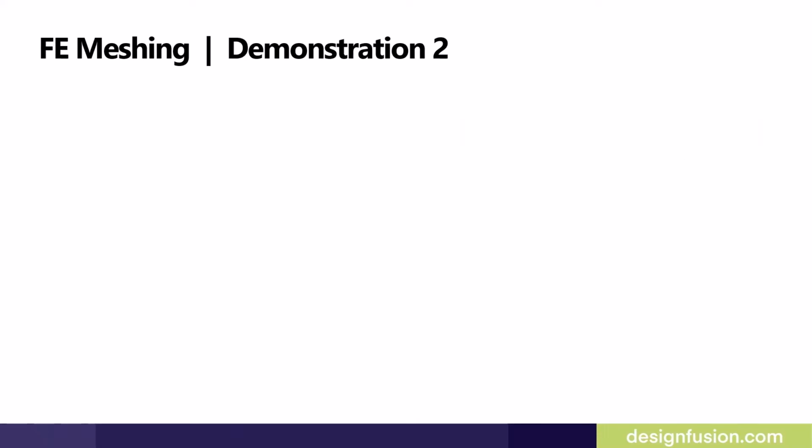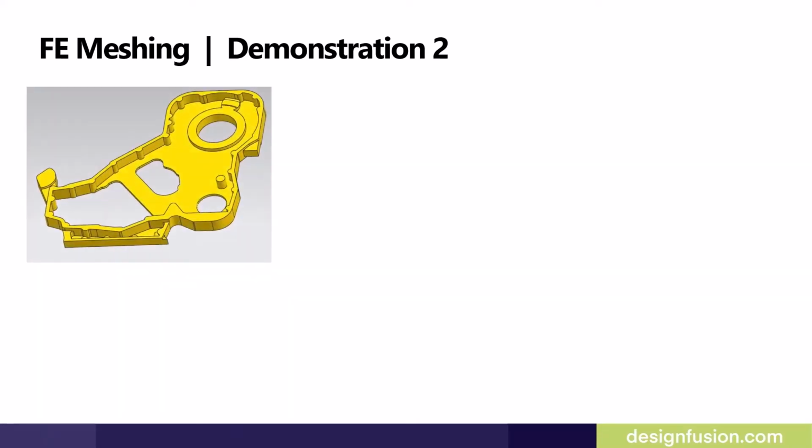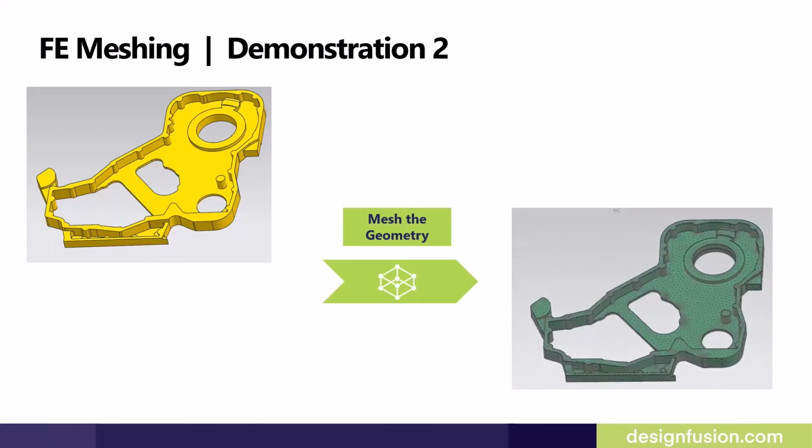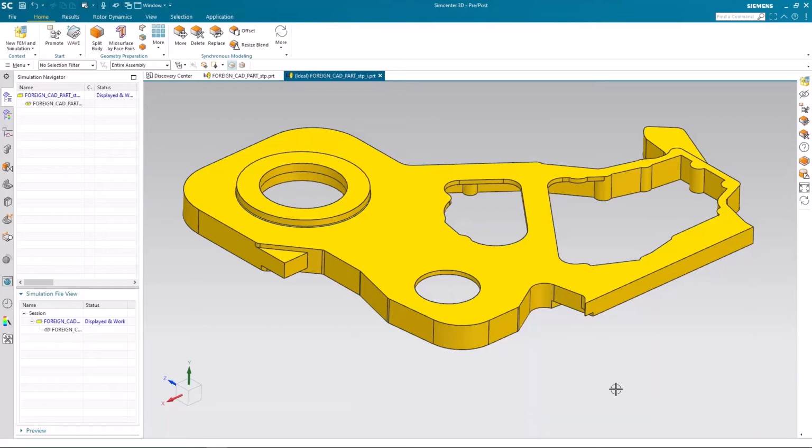So in demonstration 2, we will mesh this idealized part, which I have created for simulation purposes, and the different types of mesh tools available in Simcenter can help us get this fully meshed part, and we will create our FEM model. Let's start demonstration 2: how we can mesh our idealized part.